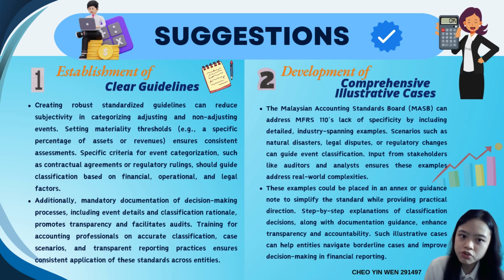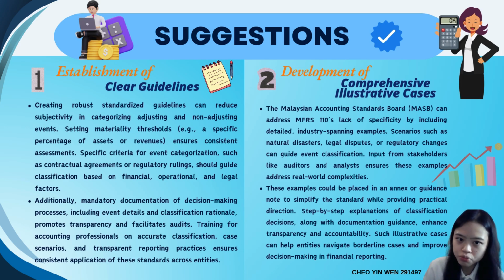The Malaysian Accounting Standards Board, which is MASB, could address the lack of specificity in MFRS 110 by providing detailed practical examples to guide entities in applying the criteria for adjusting and non-adjusting events. These examples should span various industries and scenarios such as natural disasters, economic recession, legal disputes, regulatory changes, and geopolitical conflicts, allowing the firm or entity to better classify post-reporting period events. To ensure relevance, MASB could partner with stakeholders like auditors, financial analysts, and industry professionals during the development, incorporating insight from real-life challenges. These examples could be included as a guidance note rather than within the main body of the standard to maintain the MFRS simplicity while providing practical direction.